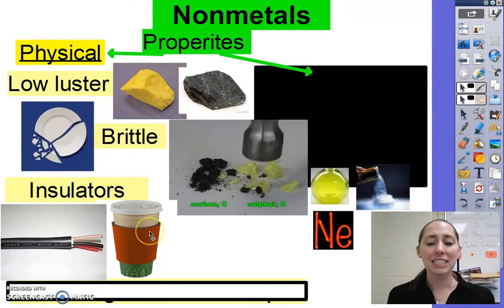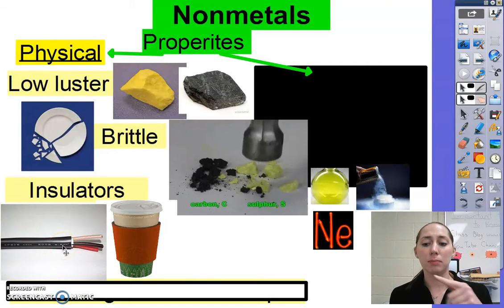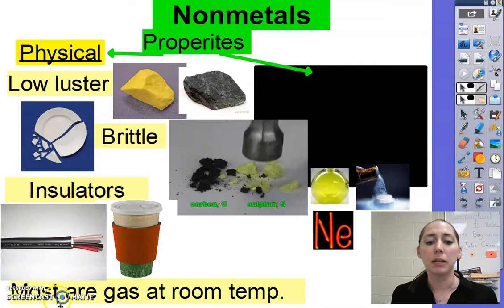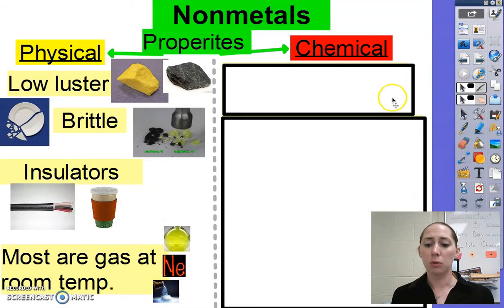They also are insulators. Whereas metals are conductors of heat and electricity, nonmetals are insulators, meaning they block the travel of heat and electricity. So we use an insulating material on the outside of hot coffee to keep our hands from burning. We use an insulating material on the outside of the wires to keep the electricity from going outside of the wires. And they also happen to be mostly gas at room temperature, whereas most metals are solid at room temperature. We've also got some chemical properties.